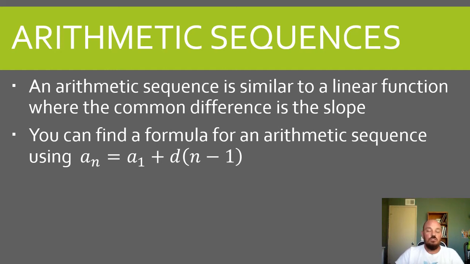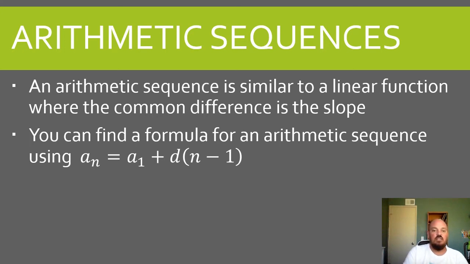And one of the things you guys are going to do in the homework today, you're going to find a formula for an arithmetic sequence. Here's what you can use to do that. So we have this formula, an equals a1 plus d times n minus 1.